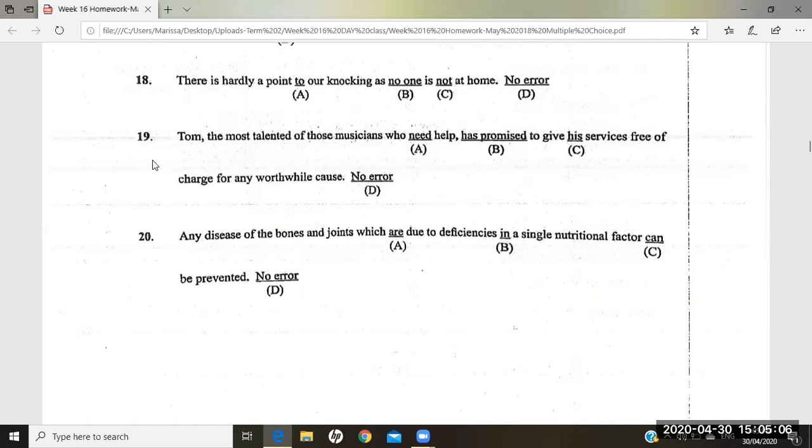D? It's not D. Miss, is it E? It is E, yes. The subject of the sentence is Tom, so Tom needs. So very good. The verb agrees with the subject because remember, this is a prepositional phrase. So Tom, the most talented of those musicians. The subject of the sentence is Tom. He is the most talented, so he needs. So very good. The answer is A.